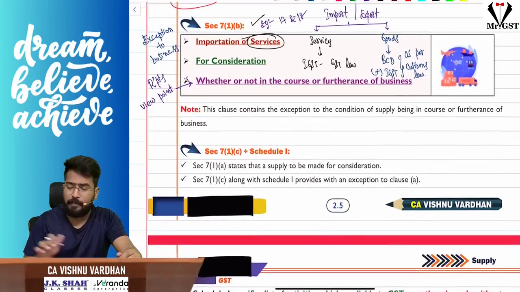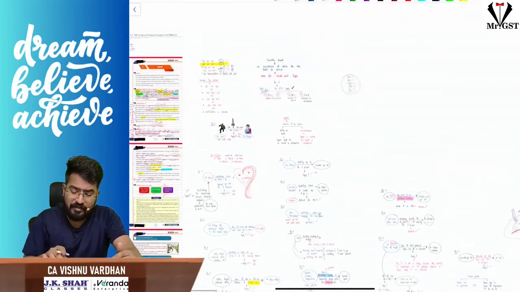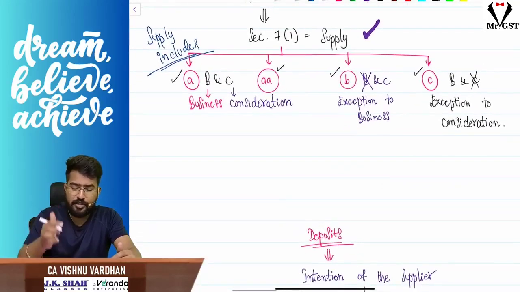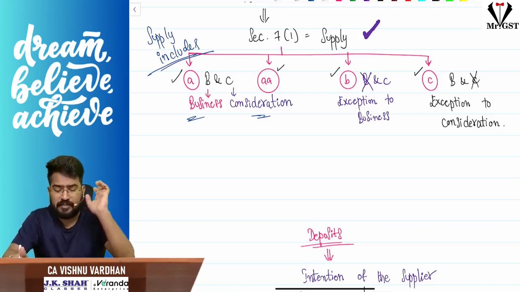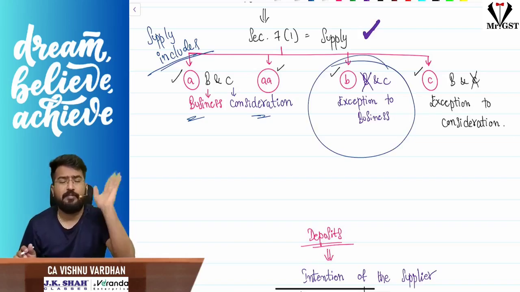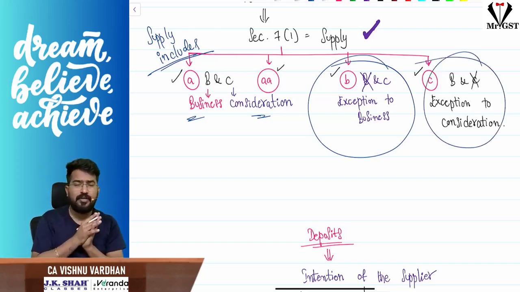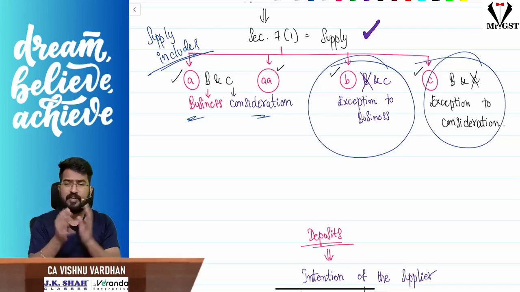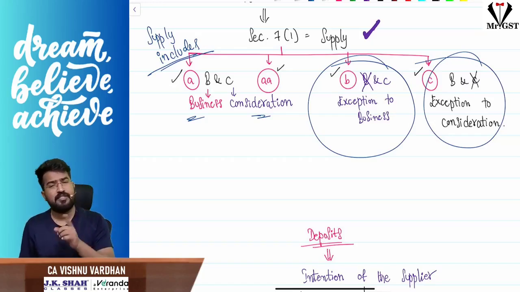Now let's move on to 7(1)(b). Now again the easy one. Understand, when we are discussing 7(1)(a), it actually needs business and consideration, very important things. So A needs B and C, but B says I am B, I don't need B. That means in clause B there is an exception to business. Same way clause C says I am C, I don't want C. That means this is an exception to consideration. Remember the clauses like this. 7(1)(a) obviously needs goods or services provided by a person, but the key points are business and consideration. In clause B, business is not required. Clause C, consideration is not required.